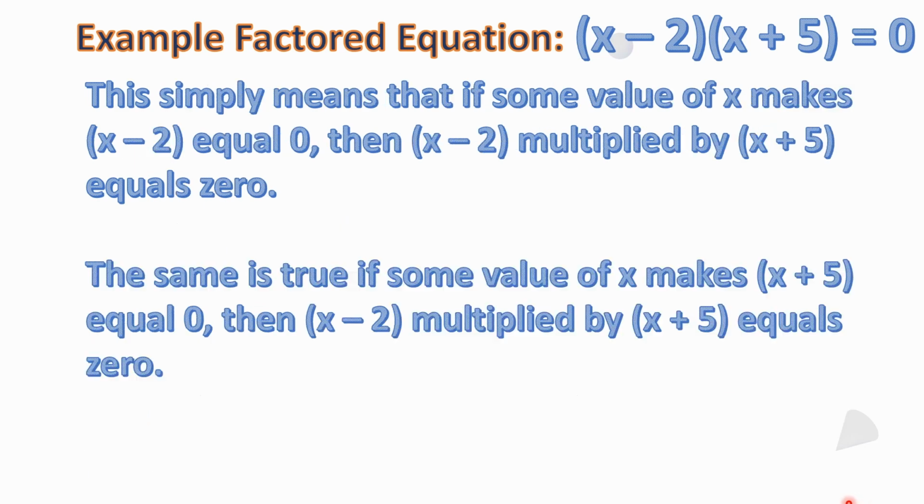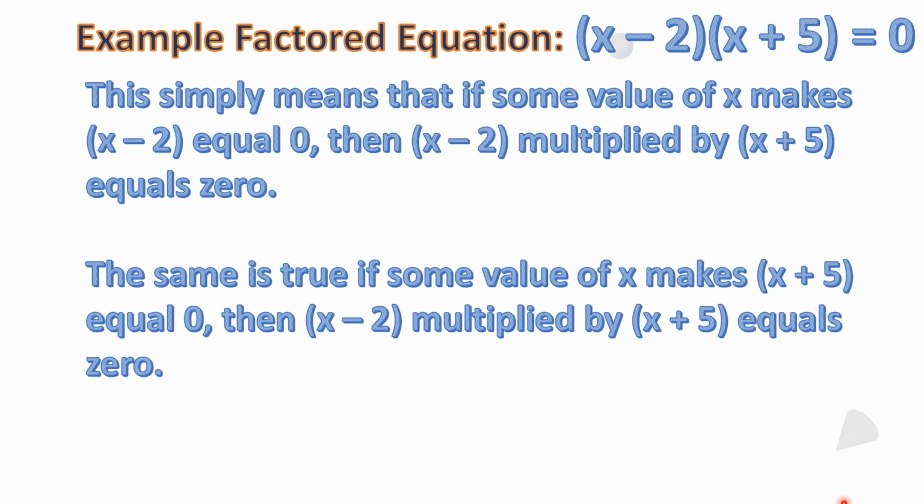So that's what we're trying to figure out here. This simply means that if some value of x makes x minus 2 equal to 0, well, then x minus 2 multiplied by x plus 5 equals 0, right? Because 0 times the quantity x plus 5 still is going to equal 0. The same is true if some value of x makes x plus 5 equal 0. Then, in this case, x minus 2 multiplied by the quantity x plus 5 equals 0, because in that case, you're going to have the quantity x minus 2 multiplied by 0 equals 0.